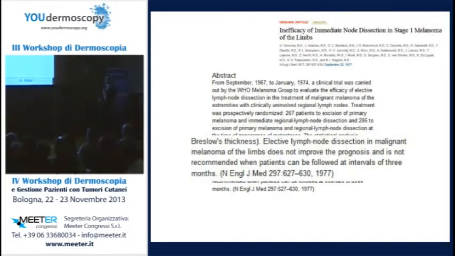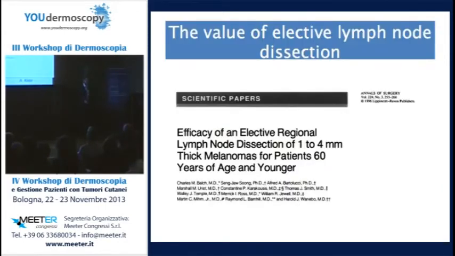You know that? Elective lymph node dissection in malignant melanoma of the limbs does not improve the prognosis and is not recommended when patients can be followed at intervals of 3 months. New England Journal of Medicine, 1977. Yeah? But this did not stop elective lymph node dissection. Surgeons continued to do that, until maybe 1996, another important study, BULGE, efficacy of elective regional lymph node dissection for thick melanomas for patients 60 years or younger, also in a very good journal, Journal of Clinical Oncology.